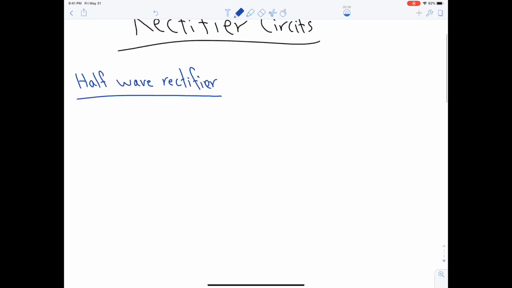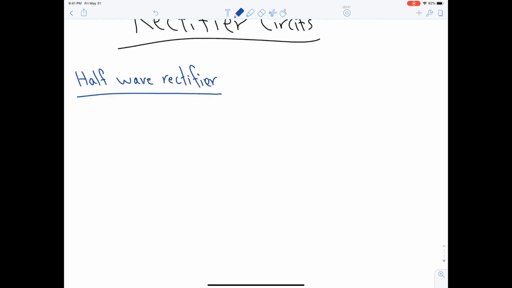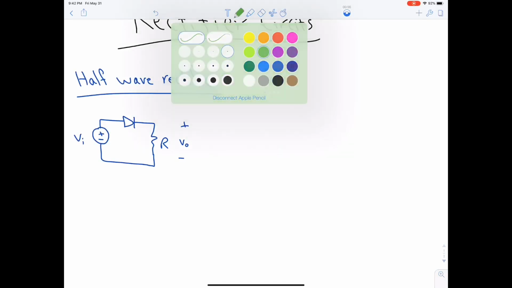Okay, so the half-wave rectifier is as follows: Vi with a diode in series with a resistance. We already analyzed this circuit before, but I guess with the ideal diodes. Now we will discuss the non-ideal diode case.